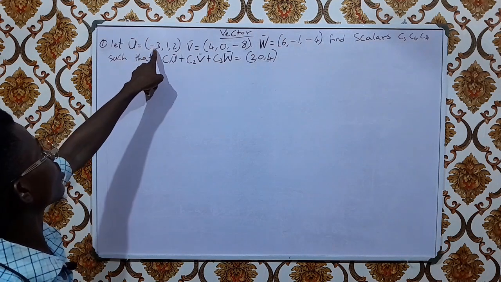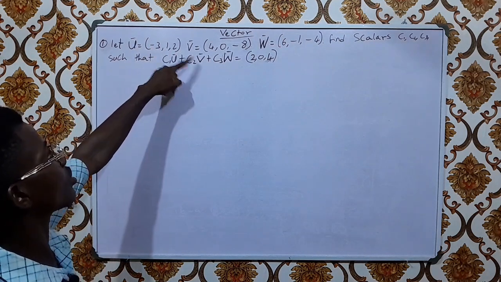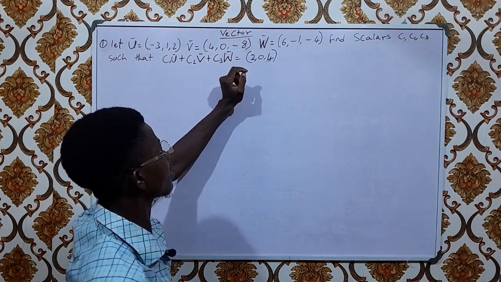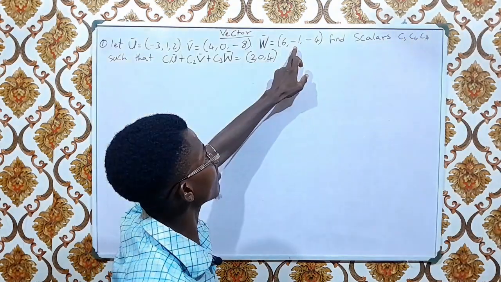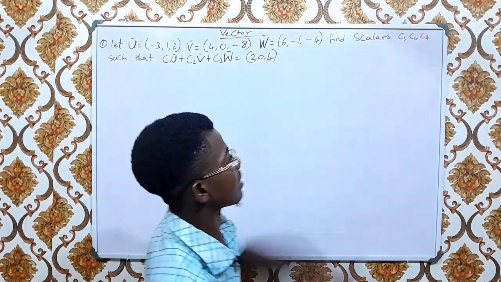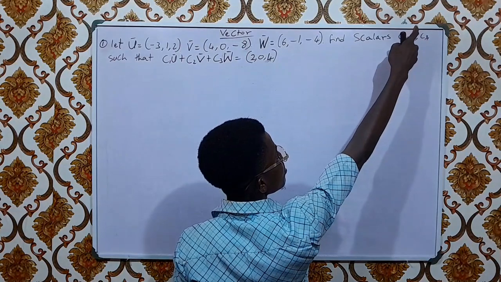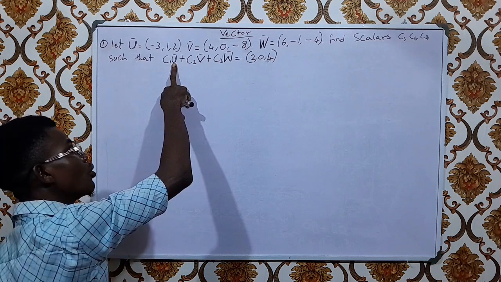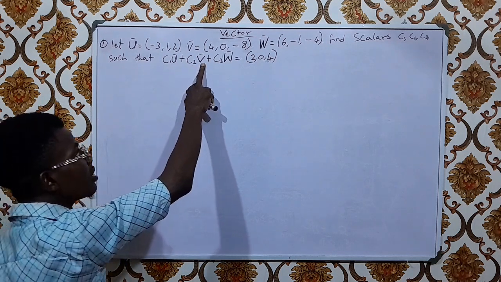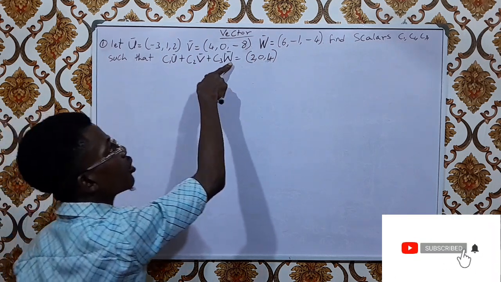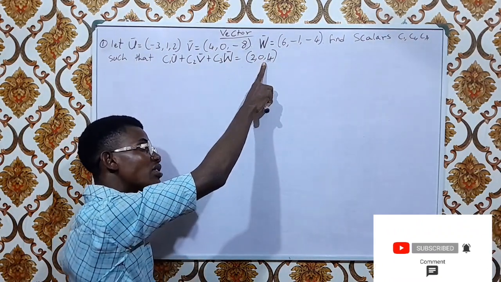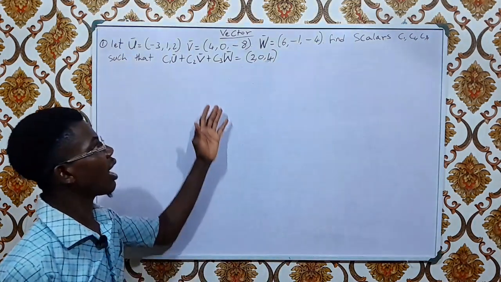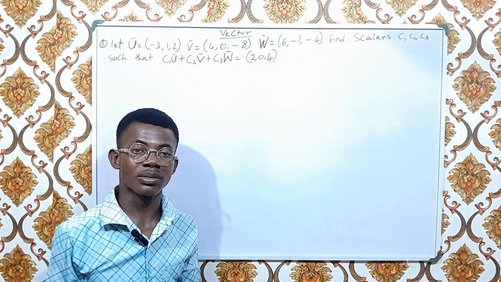Let vector u be equals to -3, 1, 2, vector v 4, 0 and -8, vector w 6, -1, -4. Find scalars. These are scalars now. C1, C2, C3, such that C1 multiplies u plus C2 multiplies v plus C3 multiplies w will give us 2, 0, 4 under vector. Remember that these are vectors of 3 on 3 space.